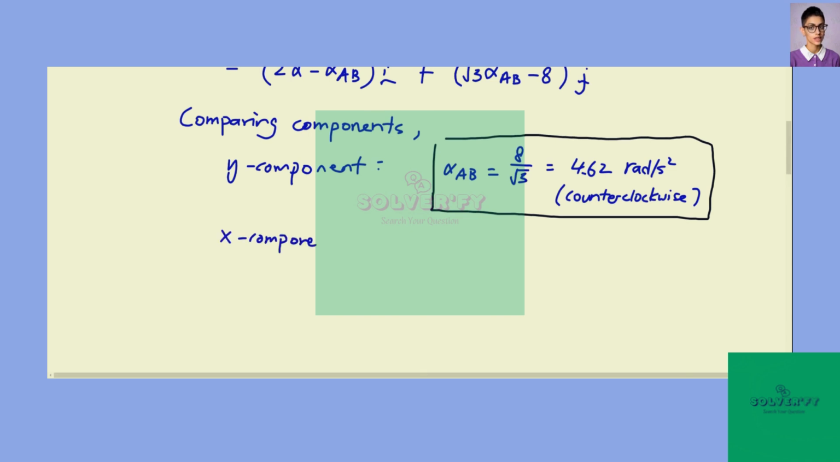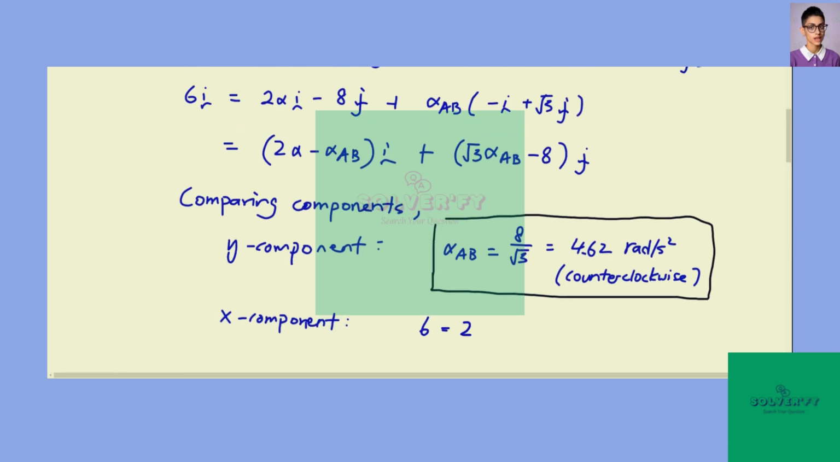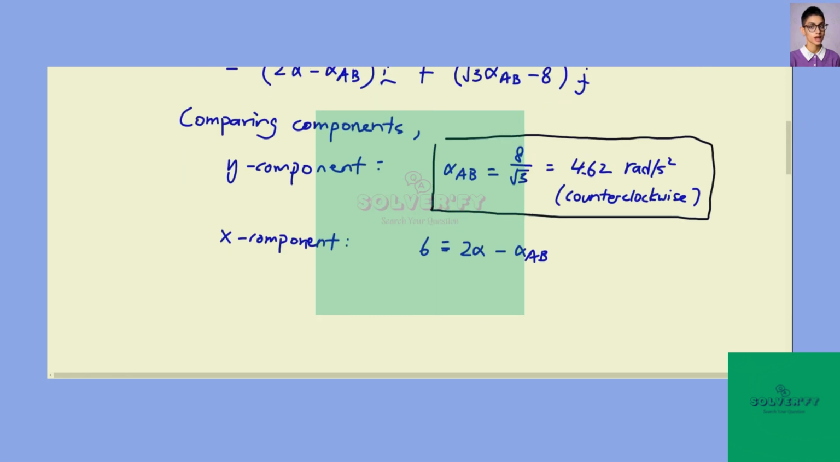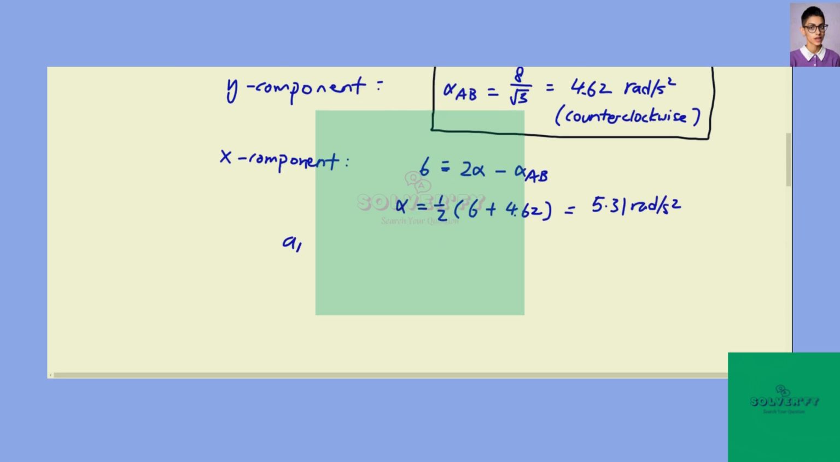Then from the x component, 6 is equal to 2 alpha minus alpha AB. So alpha will be half times 6 plus 4.62, which is equal to 5.31 radians per second squared. So we can get the acceleration of point B, 2 alpha i minus 2 omega squared j, to be 10.6 i minus 8 j.